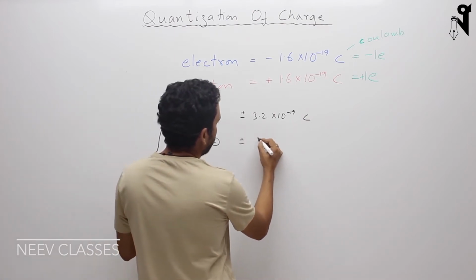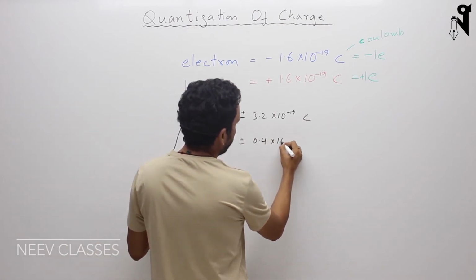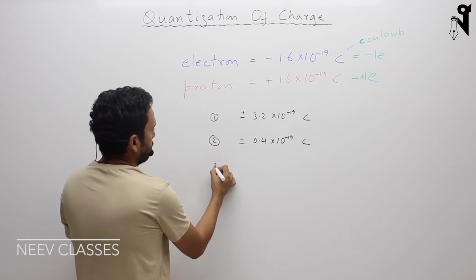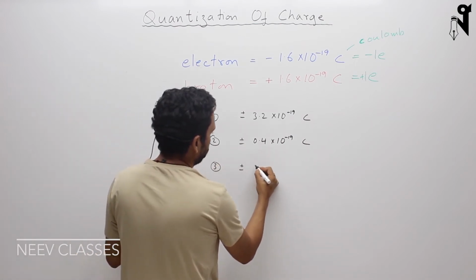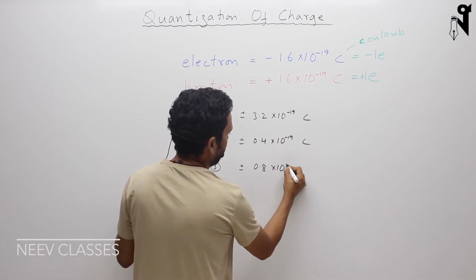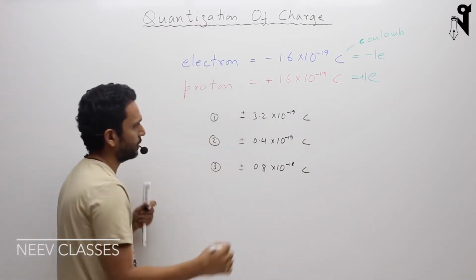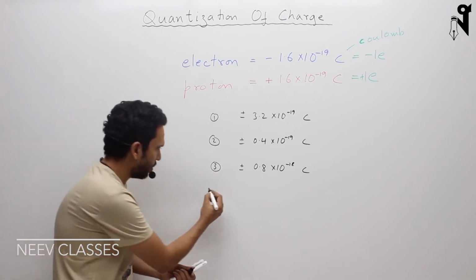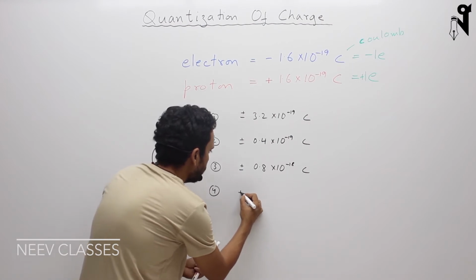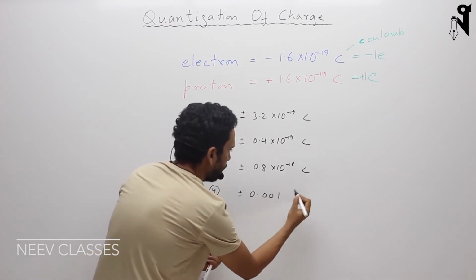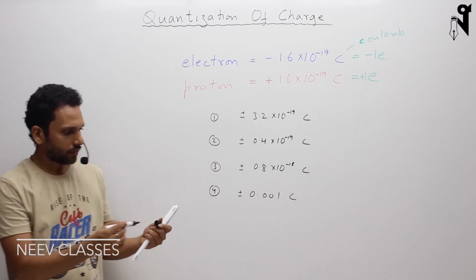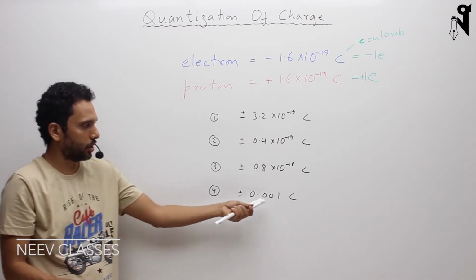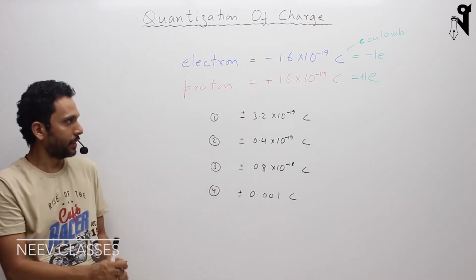Then plus or minus 0.4 into 10 power minus 19. Will anything carry this much charge or not? Will anything carry 0.8 into 10 power minus 18 coulombs or not? So do let me know what you think, whether these charges are possible or not, and a bit of discussion on, say, plus or minus 0.001 coulomb. Whether this charge on something is possible or not.